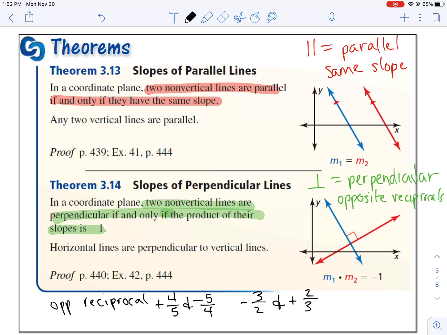But what about 2? Well, 2 can't be flipped unless we make it a fraction, which we can do by putting it over 1. So it would be opposite, negative, reciprocal, 1 over 2. So there we go. 2 over 1 and negative 1 over 2 are opposite reciprocals. That would mean they would be perpendicular if those are the slopes of two different lines. So that's parallel, same slope, perpendicular, opposite reciprocals. So let's look at some pictures. Let's look at some non-pictures, and let's make some equations.